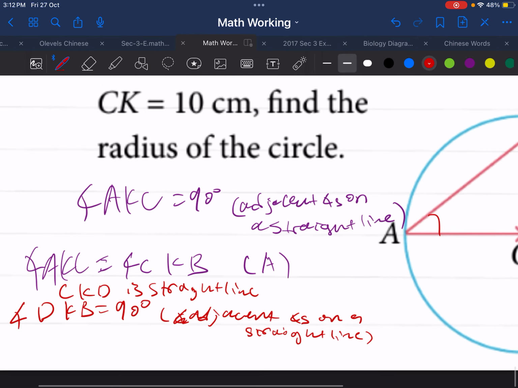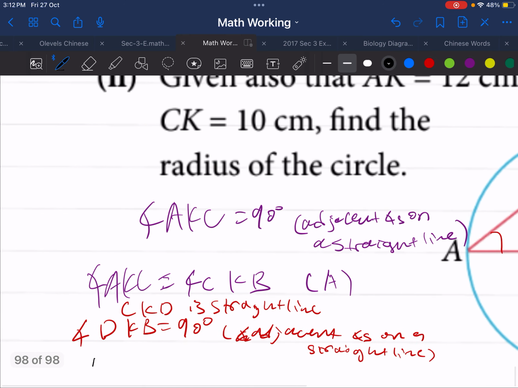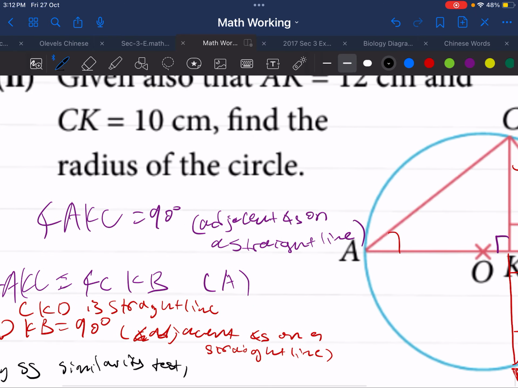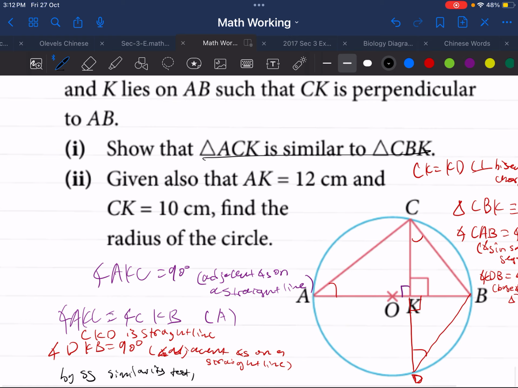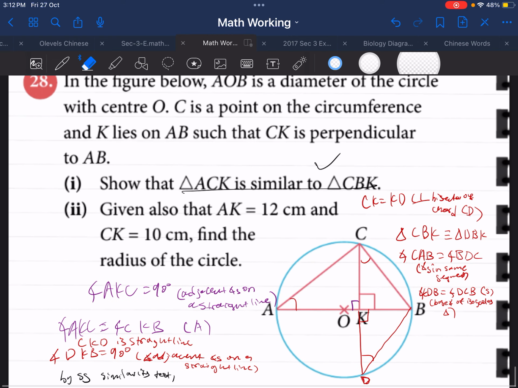So conclusion: by the similarity test, this holds true. Do you understand that? Okay, I'm gonna erase this so I have space to do the second question. But the second question is easier.